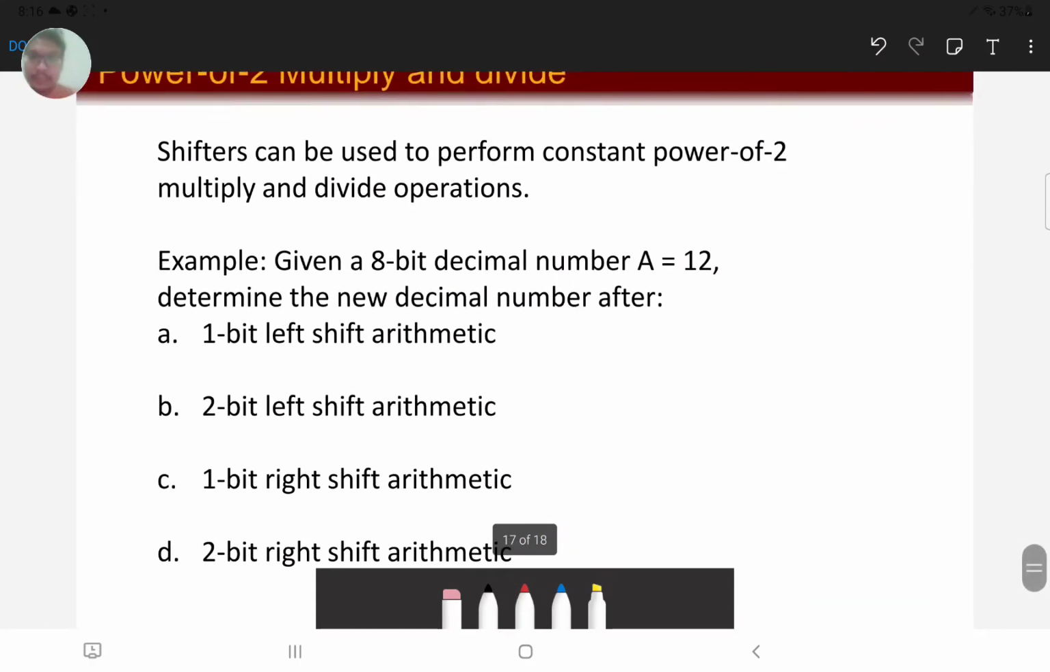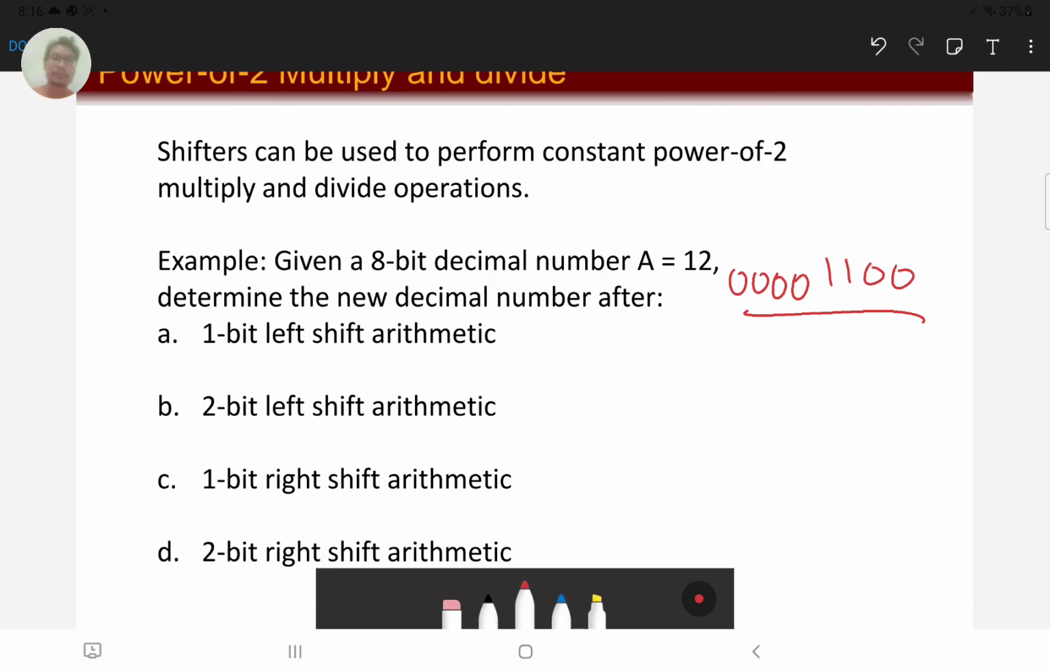So let's look at the last examples here. The purpose of the shifters is to perform a fast constant power of 2 multiply and divide. For example, if we are given the 8-bit decimal number 12, 12 is 1 1 0 0. So for 8 bits we have 0 0 0 0 1 1 0 0.